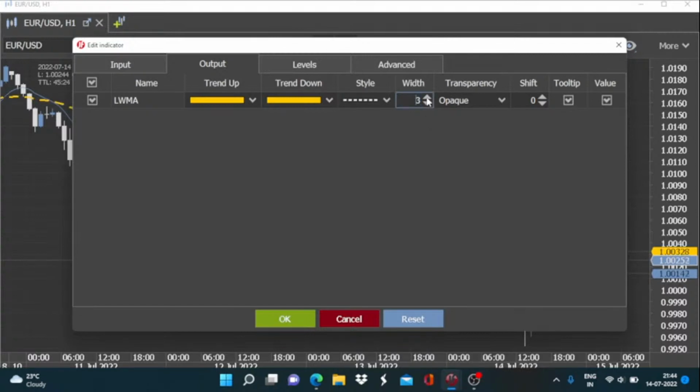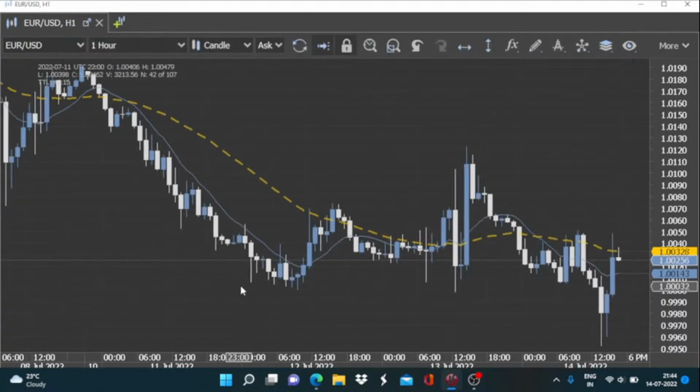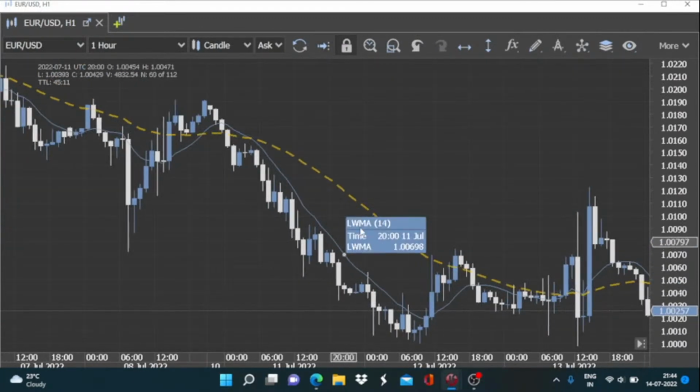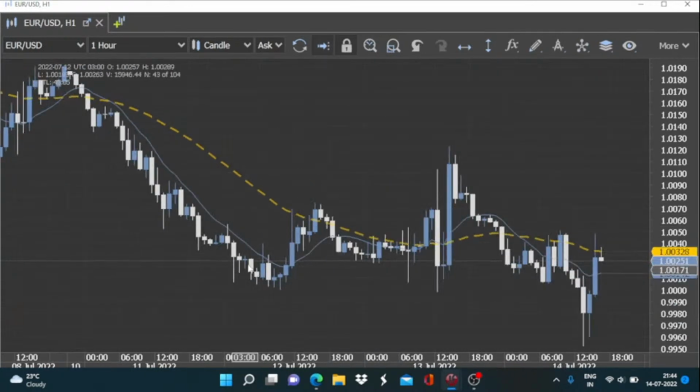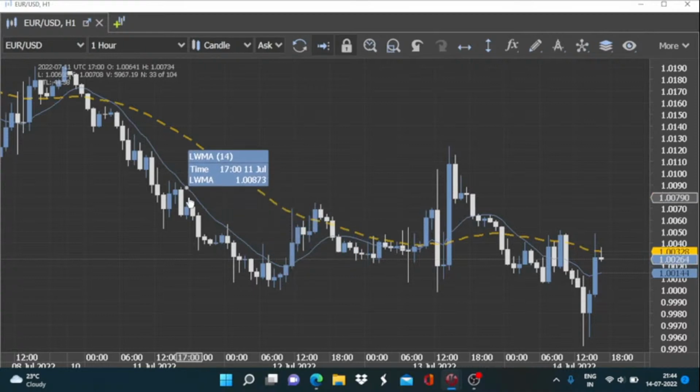You can increase or decrease the width. Here you can also change the opaqueness. All right, we have these various options. Now this is the modified LWMA, and it is looking a lot more beautiful, for lack of any other word. It is looking a lot more interesting if we compare it to the simple blue line.